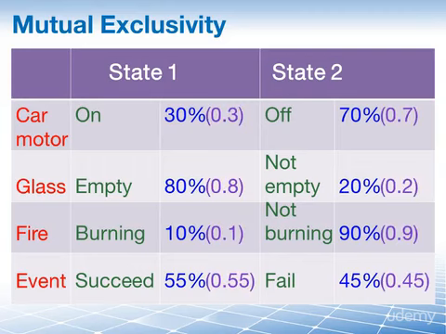This also works with decimals. The probability that the glass is empty is 0.8. The probability that you will succeed in the event is 0.55. And as I promised, you can see it's a very simple concept, and that is all that is needed here in regards to mutual exclusivity to understand as part of the basics of decision tree analysis.